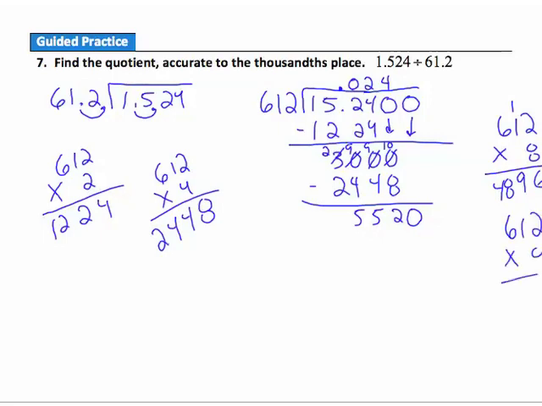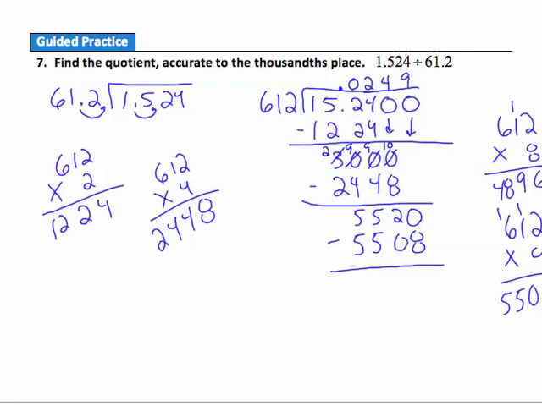612 times 9. 9 times 2 is 18. Carry the 1. 9 times 1 is 9, plus 1 is 10. Write the 0, carry the 1. 9 times 6 is 54, plus 1 is 55. And you can see, yes, that's good. That's very close to the number we want. So we're going to say that 612 goes into this 5,520 9 times. Now, we don't need to do the subtraction at this point because we're close enough.